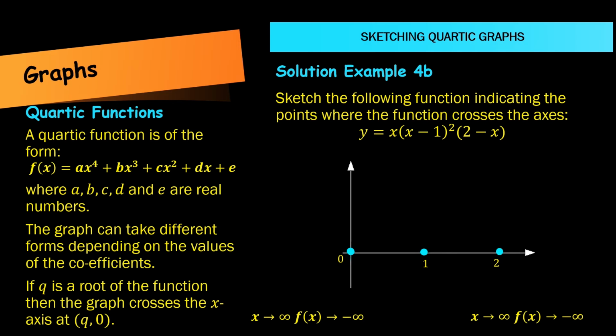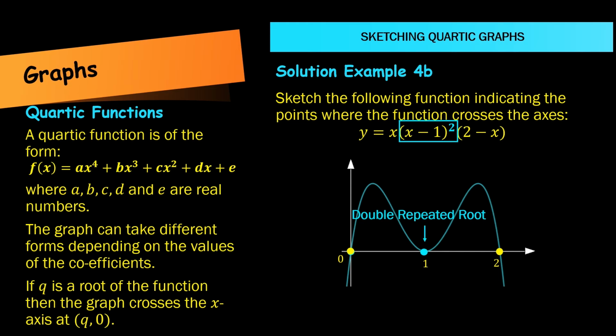So incorporating these points, we should obtain a graph looking something like this. Notice that we have a double repeated root here because we have (x minus 1) squared.